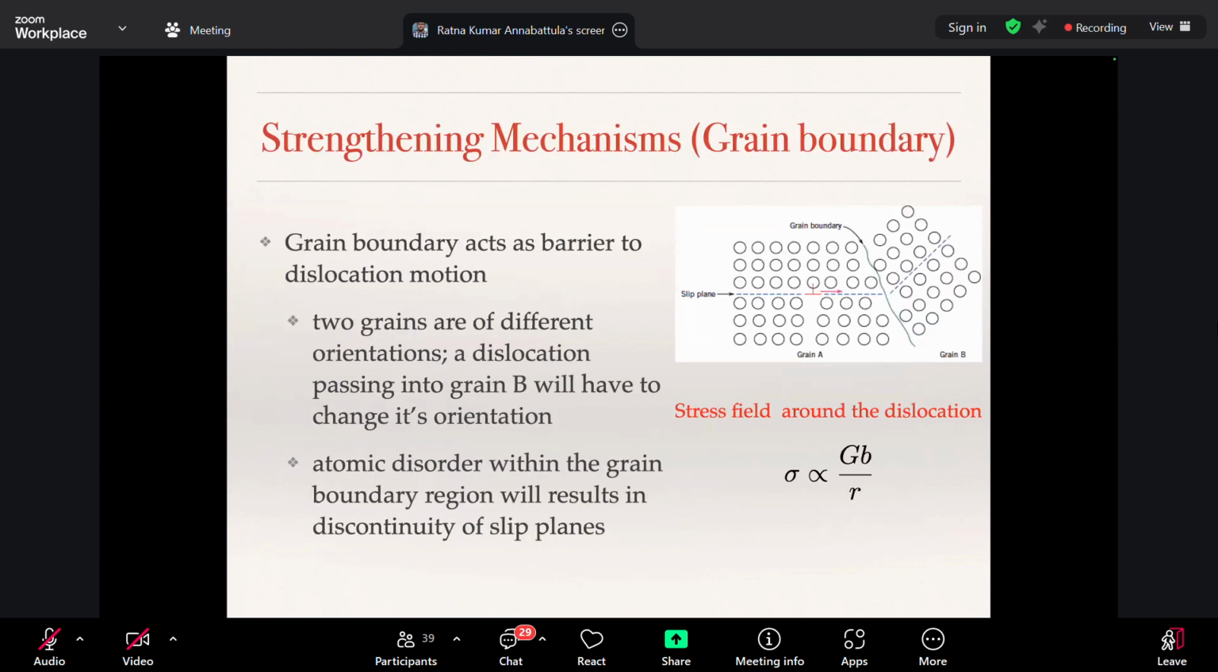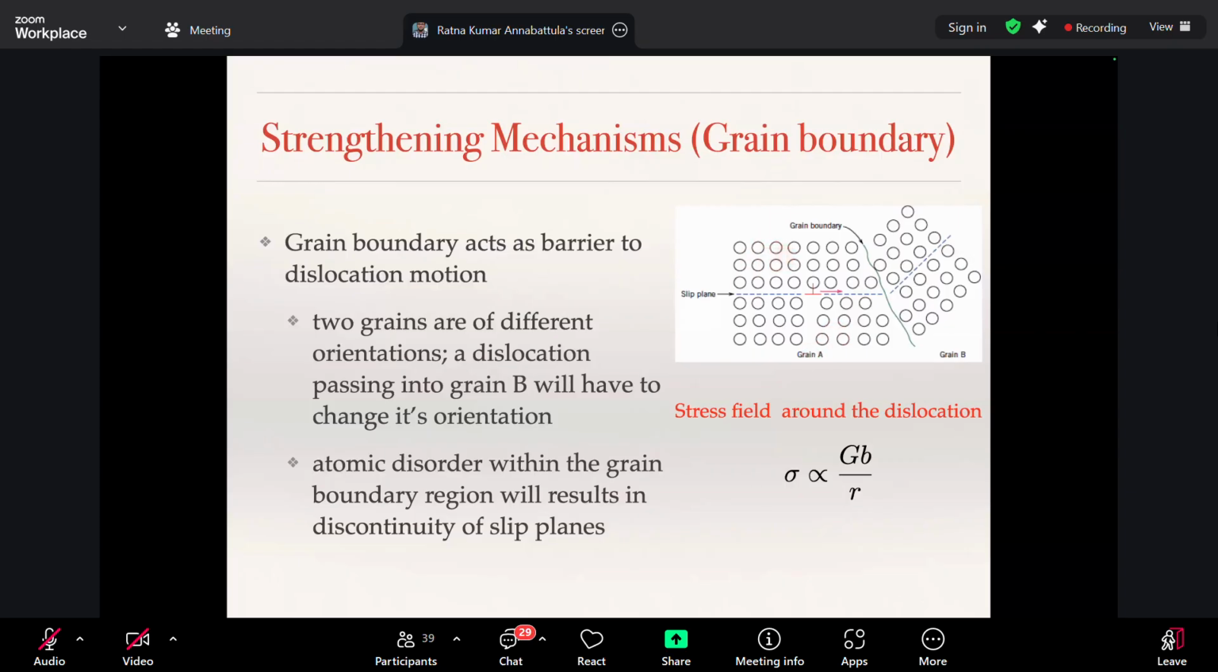If you have a polycrystalline material, then what happens? You have a grain 1 and grain 2. Grain 1 will have one crystalline orientation. Grain 2 will have another crystalline orientation. Grain 3 will have another crystalline orientation. So each grain is a single crystal.